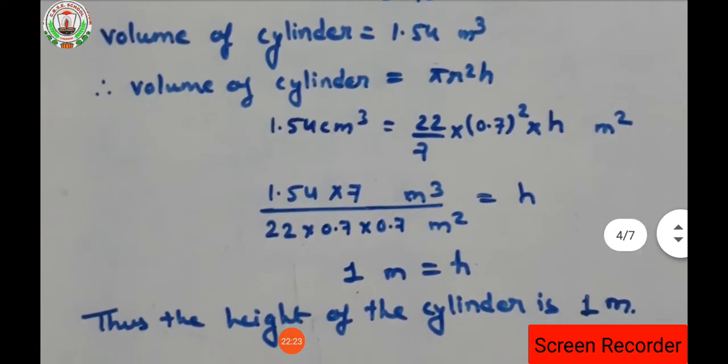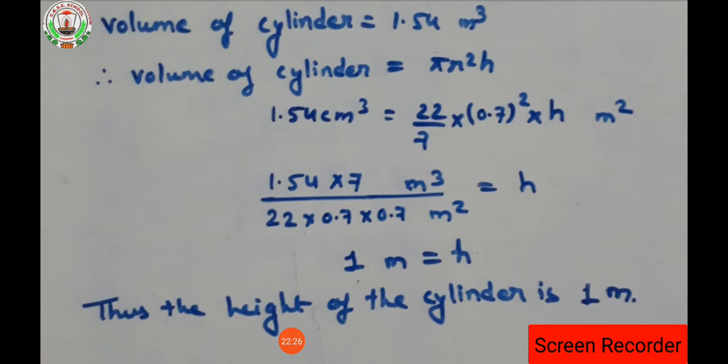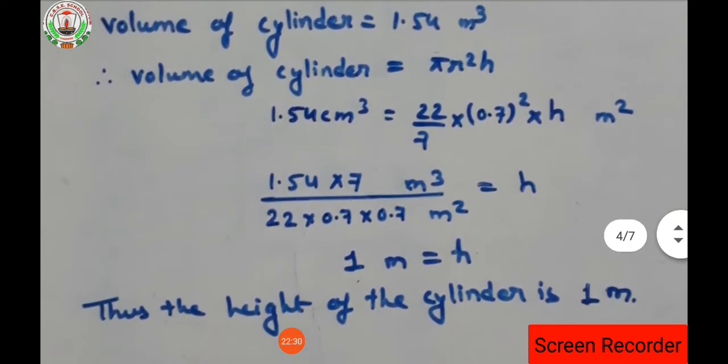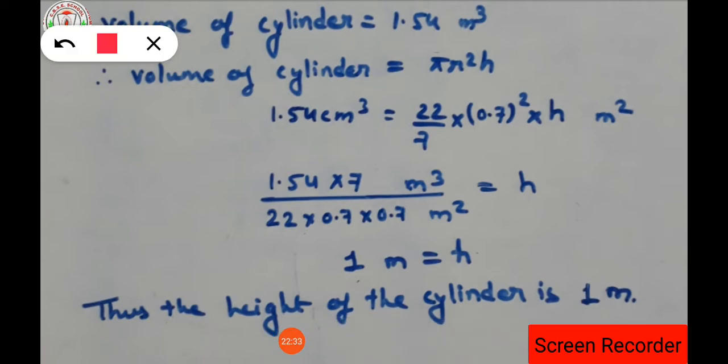Now the volume of the cylinder is 1.54 meter cube. What is the formula for the volume of the cylinder? That is pi r square h, isn't it? So 1.54 is equal to pi r square h. Pi value is 22 by 7. R value is 0.7, the whole square, which means it is multiplied twice, into the h value we have to find.